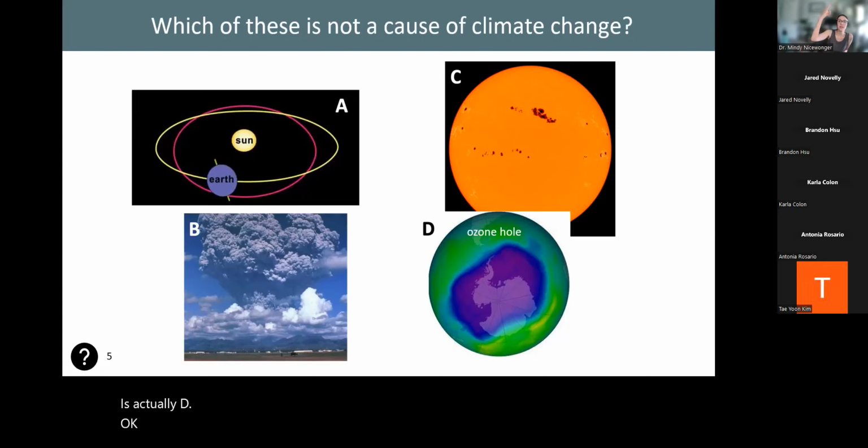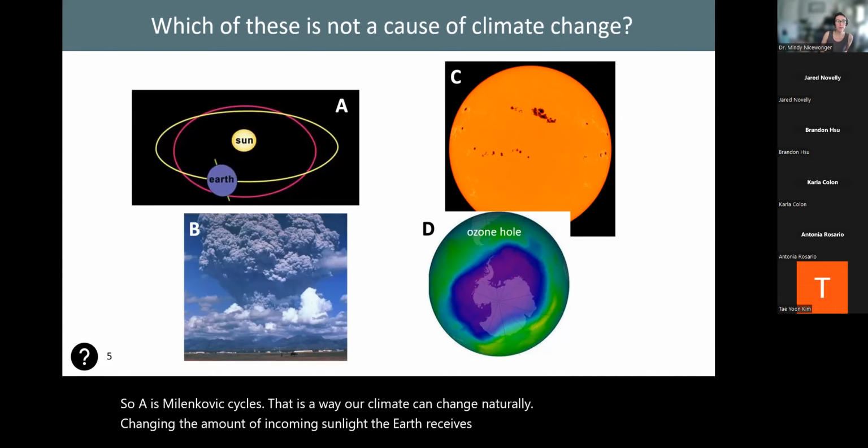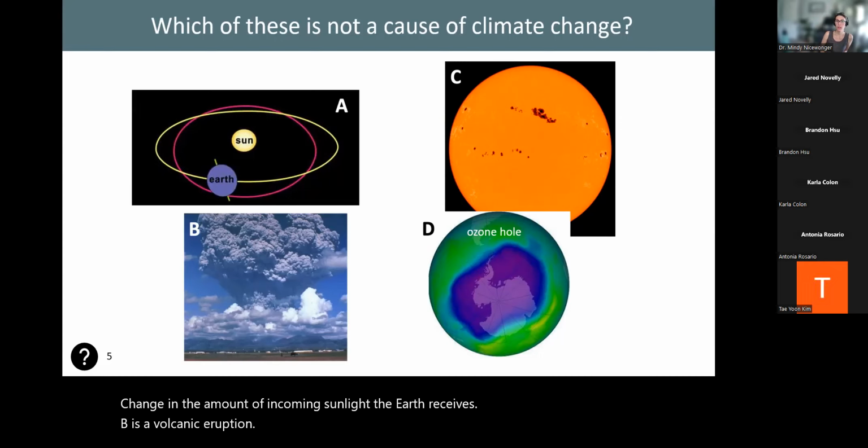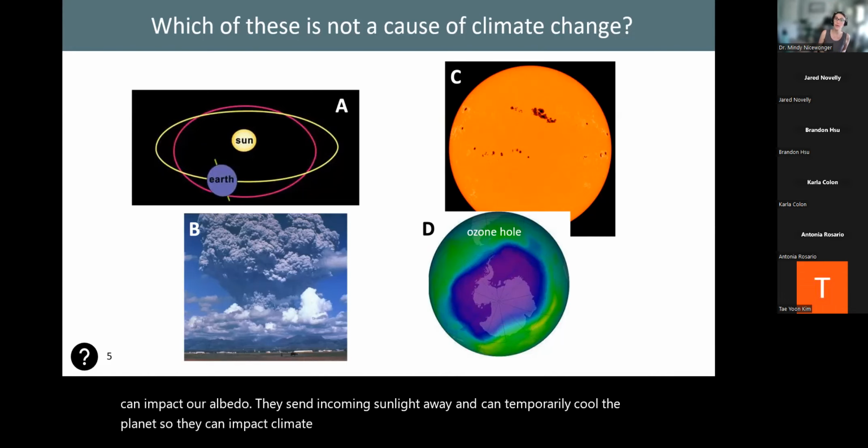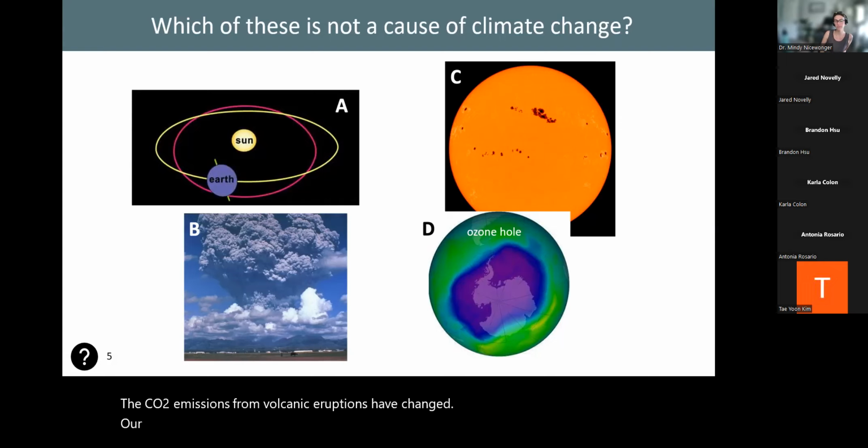Okay. So A is Milankovitch cycles. That is a way our climate can change naturally, changing the amount of incoming sunlight the Earth receives. B is a volcanic eruption. Volcanic ash, the different particles that are released during these big explosive eruptions can impact our albedo. They send incoming sunlight away and can temporarily cool the planet. So they can impact climate. And over many millions of years, the CO2 emissions from volcanic eruptions have changed our greenhouse effect.